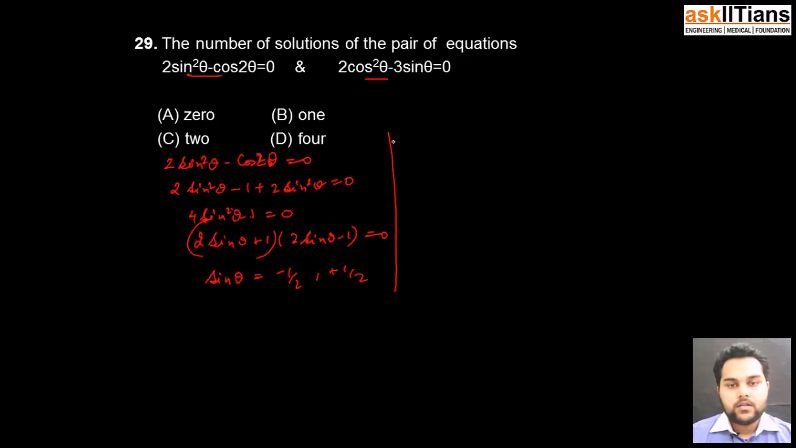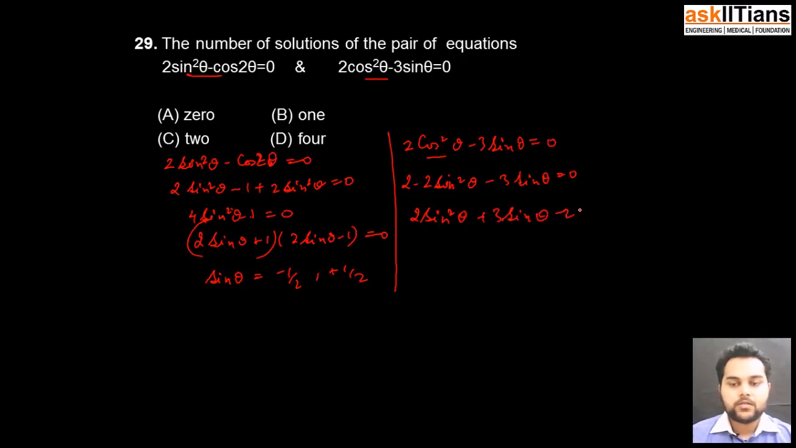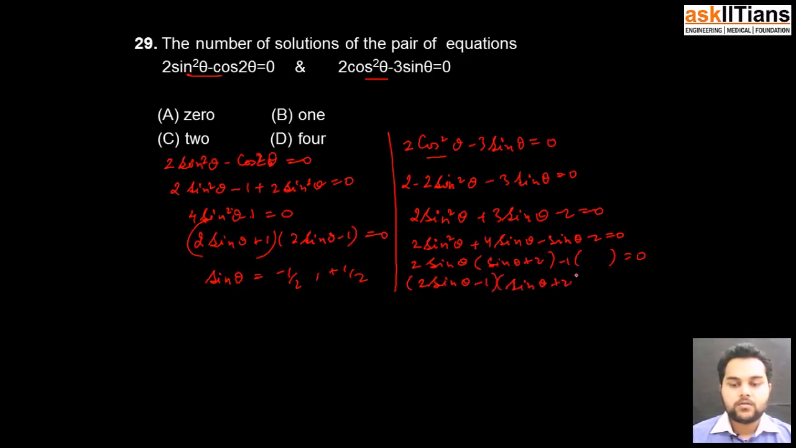For the next equation, I have 2 cos²θ − 3 sinθ is equal to 0. Converting cos²θ in terms of sin²θ, that is 2 − 2 sin²θ − 3 sinθ is equal to 0. That gives me 2 sin²θ + 3 sinθ − 2 is equal to 0. That's a quadratic equation. Solve it further. 4 sinθ − sinθ − 2 is equal to 0. Then the factors would be, I would take 2 sinθ common, I would have (sinθ + 2) and −1, then same factor here. So the factors would be (2 sinθ − 1) and (sinθ + 2) equal to 0.